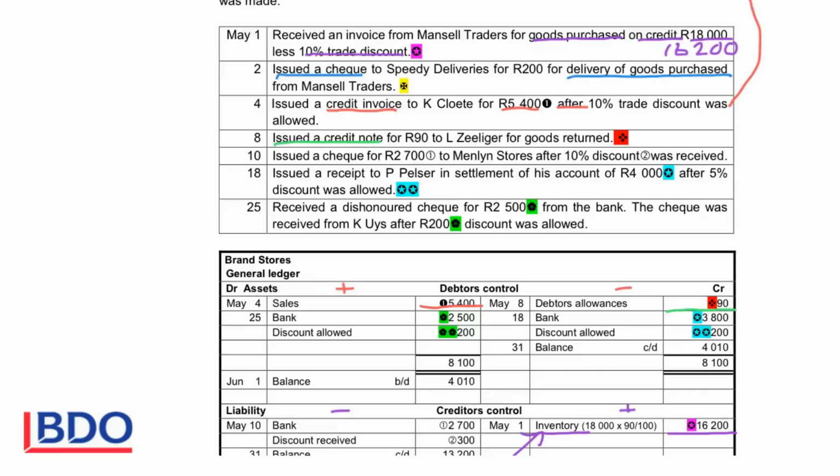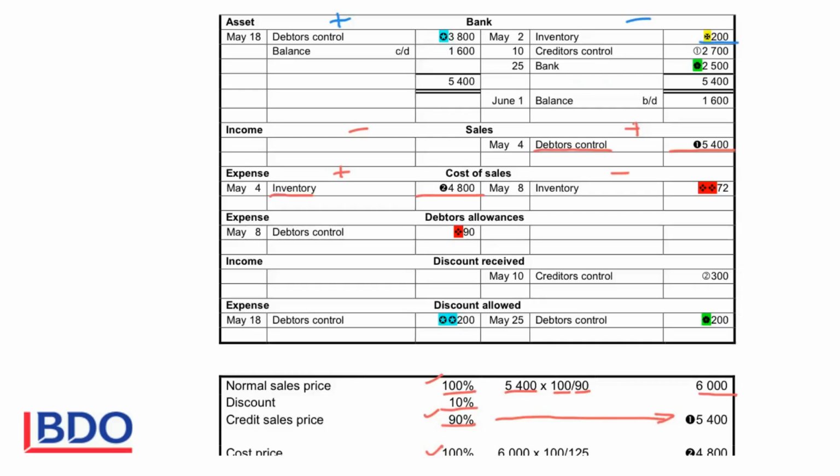debtors allowances. So it means that we will reduce the debtor on the credit side with the sales price of the goods that were returned, and we will debit debtors allowances. Debtors allowances is an expense that will decrease my profits, and expenses increase on the debit side, and we will indicate that the account credited was debtors control.